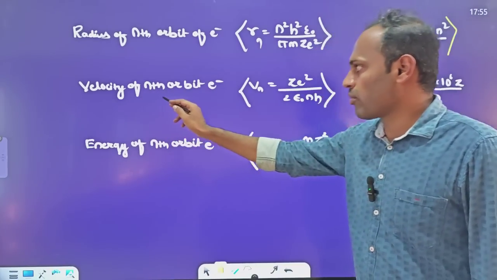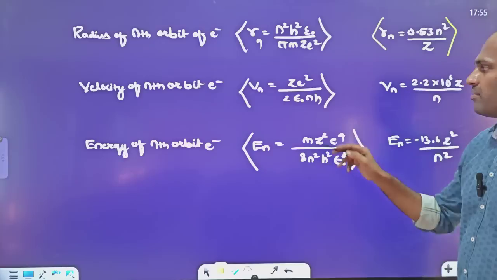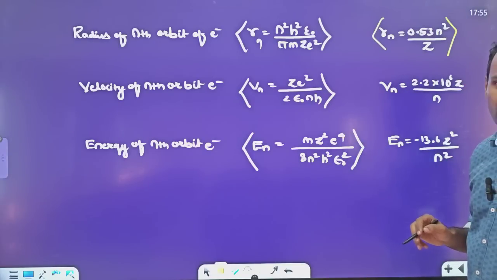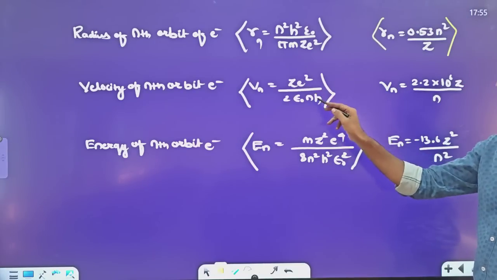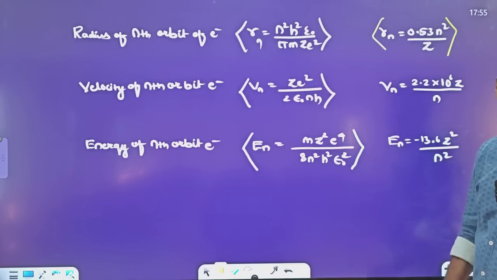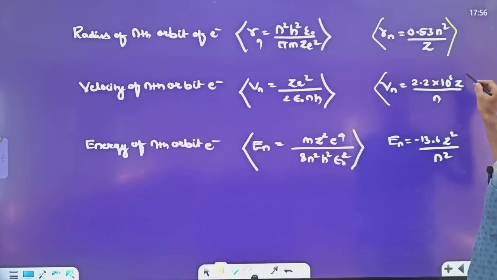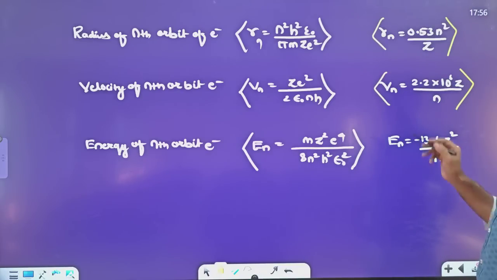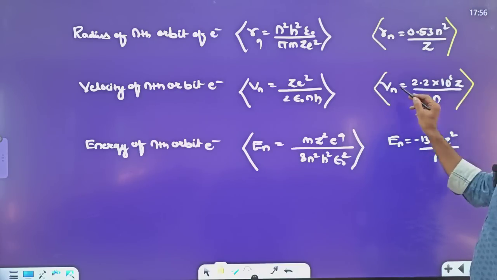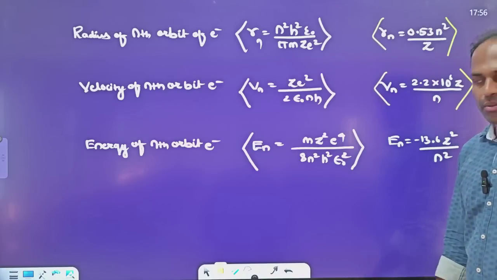Next, the orbital velocity of the nth orbit electron is given by z e square divided by 2 epsilon naught n h. Here also z and n are variables, and the rest are constants. If I substitute the constants, I get the velocity of the nth orbit equal to 2.2 into 10 raised to 6 times z divided by n. It means velocity is directly proportional to z and inversely proportional to the principal quantum number n.